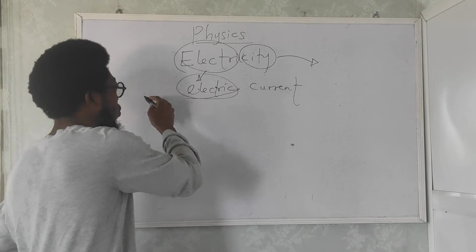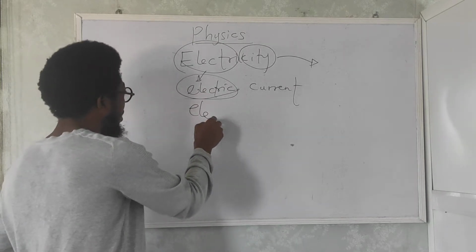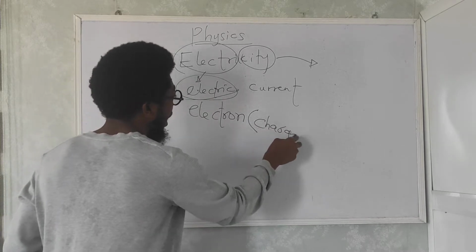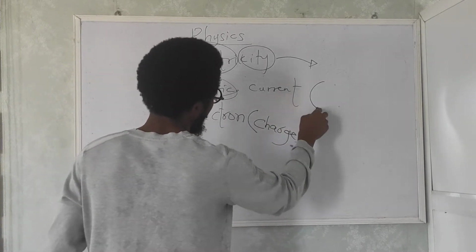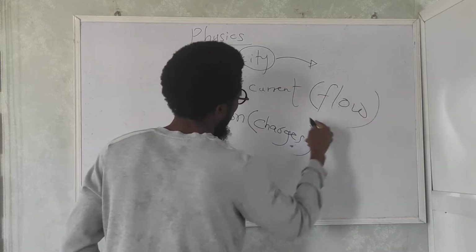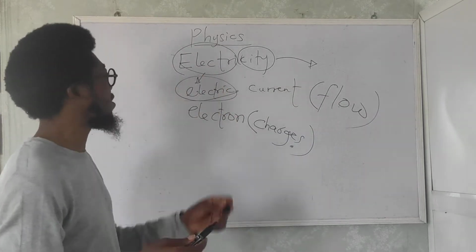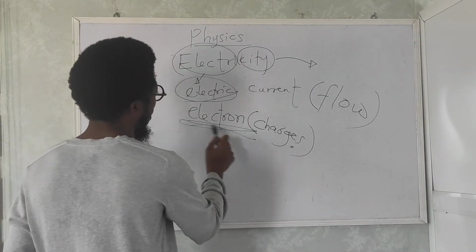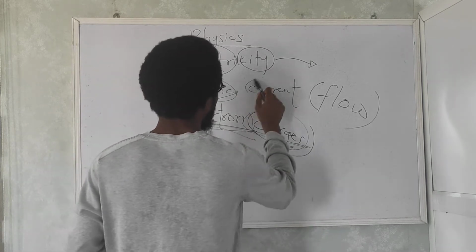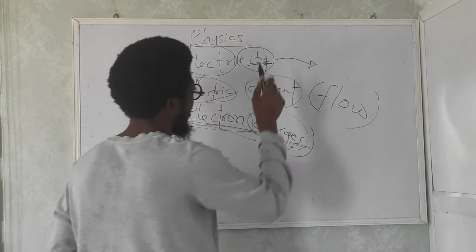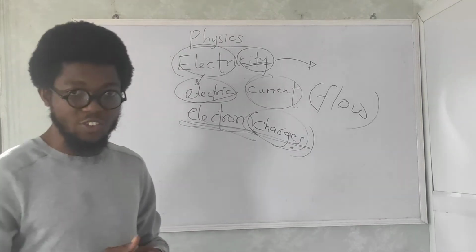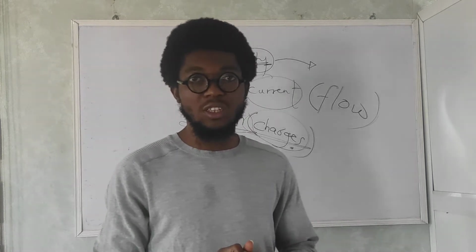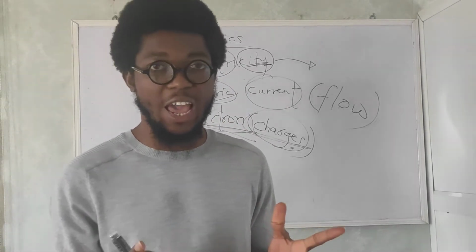So I can therefore say the word electric comes from the word electron. And electrons are also known as what? Charges. While the word current simply means flow. So hence, I can say that electricity is just a branch of physics that deals with the flow of electric current, electrons or charges into the city where we stay.